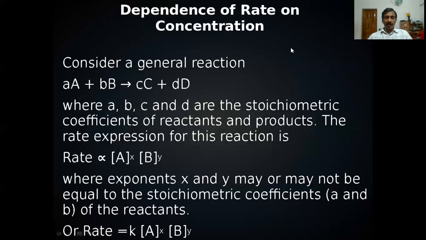That is the difference. Then from where will you get the values of x and y? Only through an experiment. It is possible to determine the value of x and y only through an experiment. We cannot predict the dependence of the concentration of a particular reactant on reaction rate. How will it influence the reaction rate? That can be determined only through an experiment.